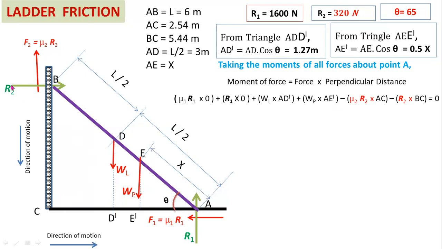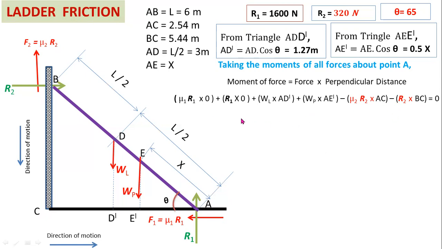This reaction force R2 passes through point B, so the perpendicular distance is BC. R2 into BC is a clockwise couple. For a clockwise couple, you have to consider the minus side, so minus R2 into BC. Now this frictional force F2 passes through point C, so the perpendicular distance is AC. AC into mu2 R2, this one is also a clockwise couple, so you have to consider the negative sign.